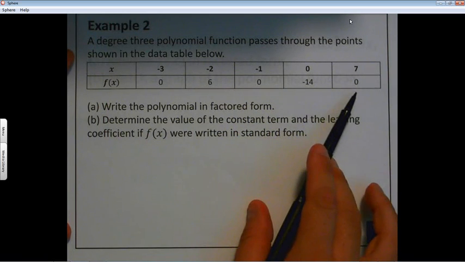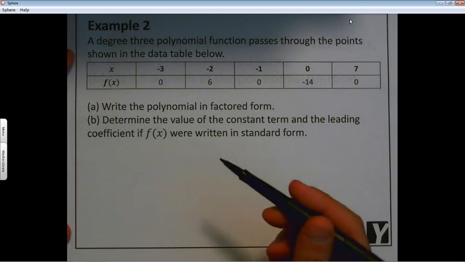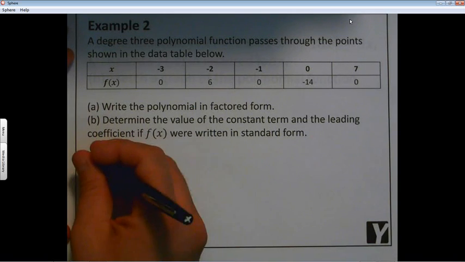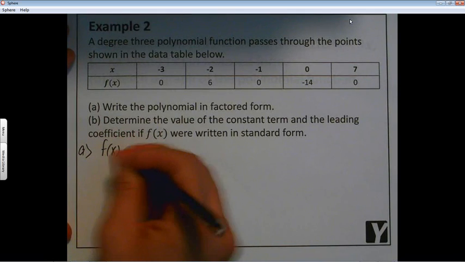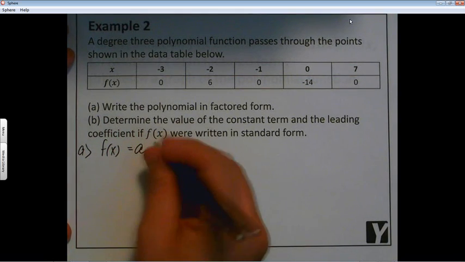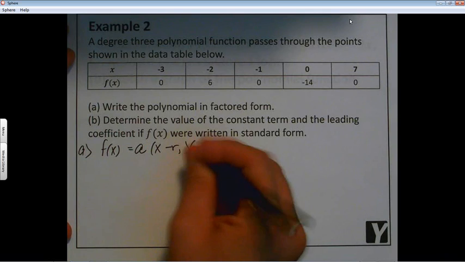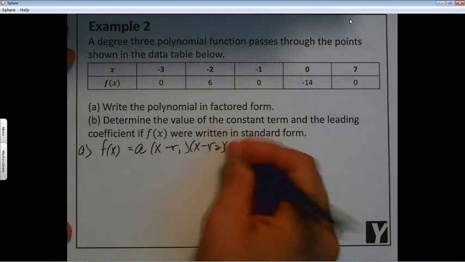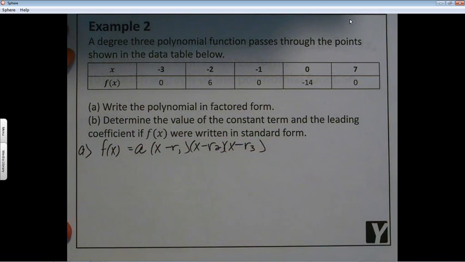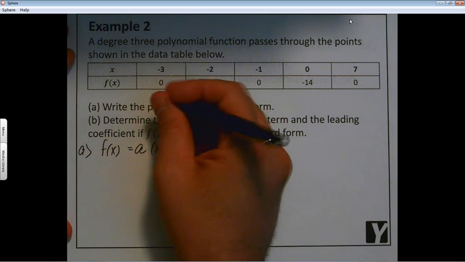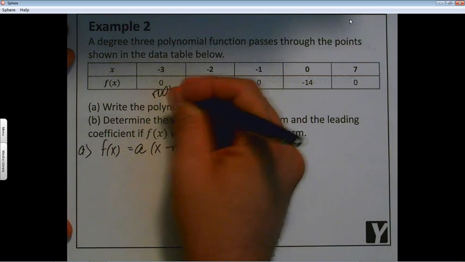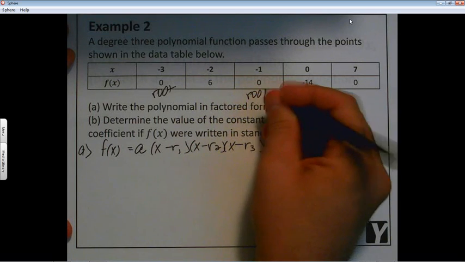All right. Now this is a better one that we'll be able to figure out what the value of a is. We are told in this problem that we have a degree 3 polynomial function that passes through the points shown in the data table below. The x values are in the top row, the y values or f of x values are in the bottom row. We have negative 3, 0, negative 2, 6, negative 1, 0, 0, negative 14, and 7, 0.